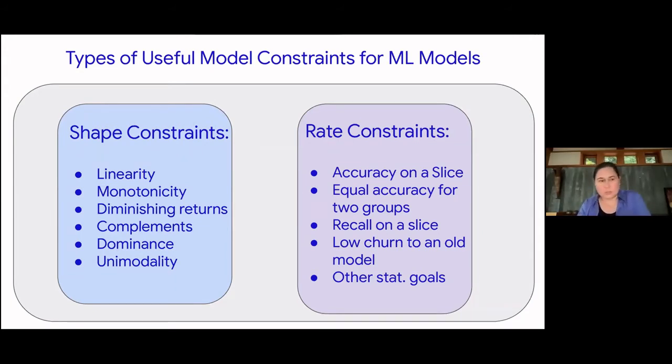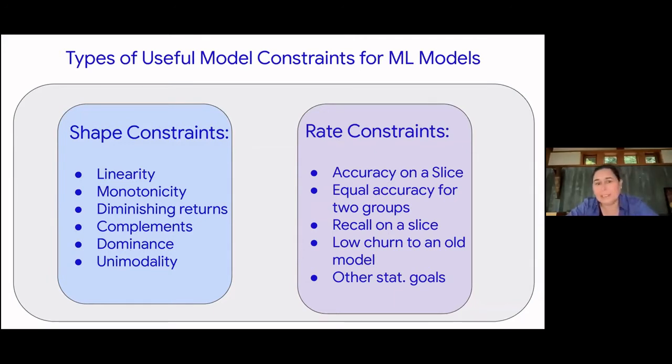So the very simplest one is probably linearity, which just tells you the model has to be linear. I won't talk about that today because it's very boring. But for example, we just talked about monotonicity. You can have an arbitrarily complicated model, but it has to be always going up in one direction. And we'll talk about diminishing returns, and then a couple multidimensional shape constraints as well.